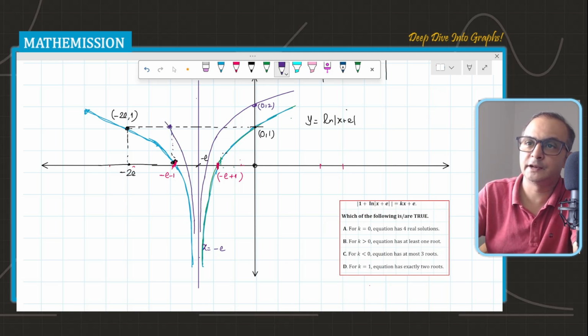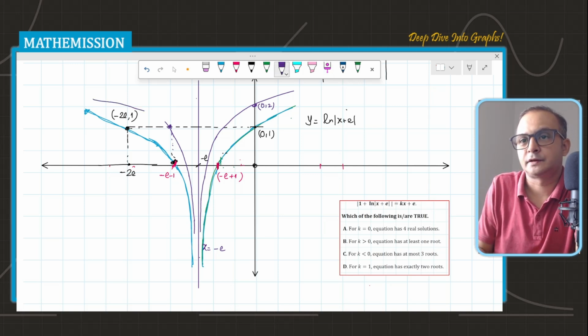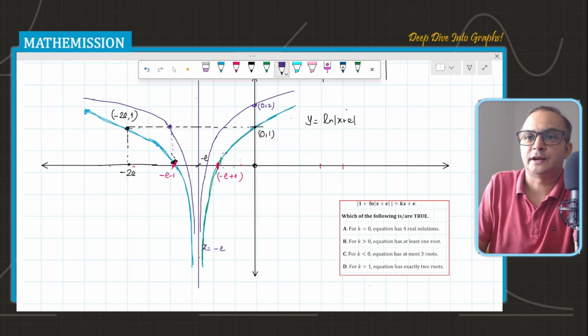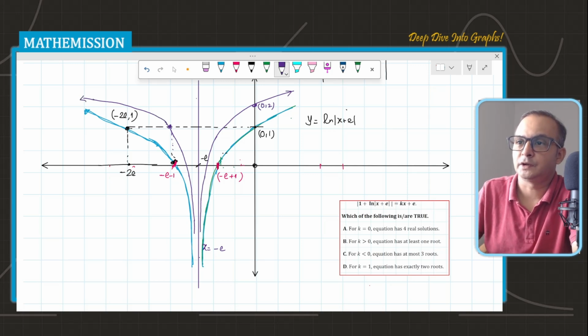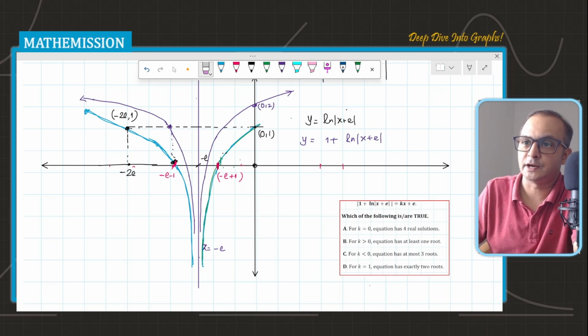And at negative 2e, the value should be 2 because it's symmetrical about that. So we can draw like this, it will hit here, and if I join them, that is the graph of the log of mod of x plus e plus 1, or y is equal to 1 plus ln of mod x plus e. So I'm erasing the previous graph so that our entire system will look a little bit cleaner.